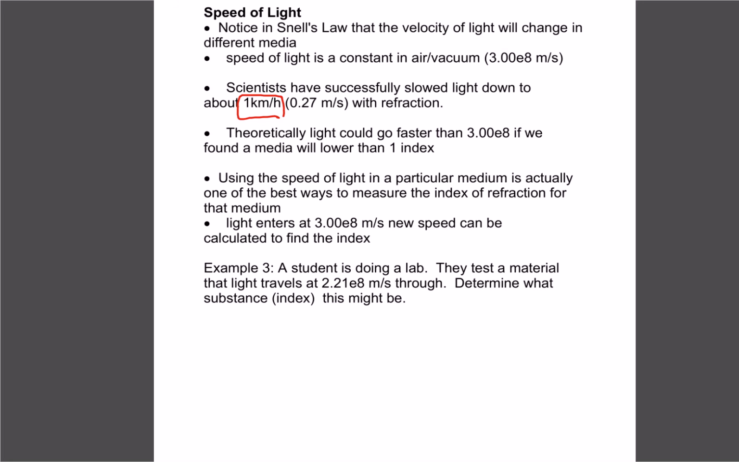So let's do another example. We shine light into an object and we get 2.21 to the 8th, so it's asking what the index would be. Quite often in this case, we're going to compare it to air. So we're going to use n2 over n1 equals v1 over v2. Let's call 1 our air, and 2 would be the unknown substance.